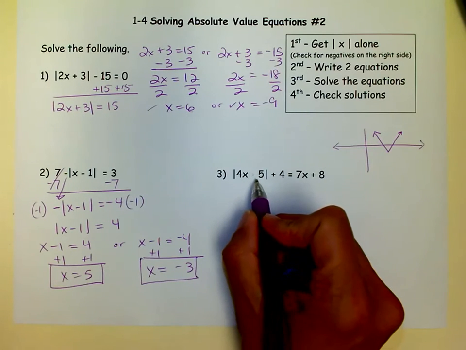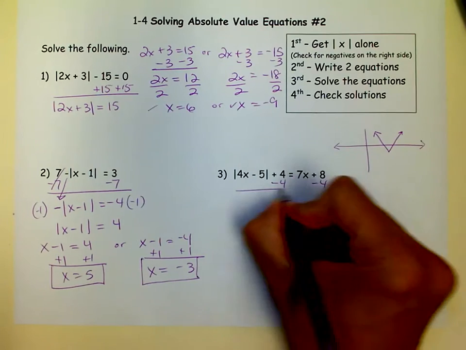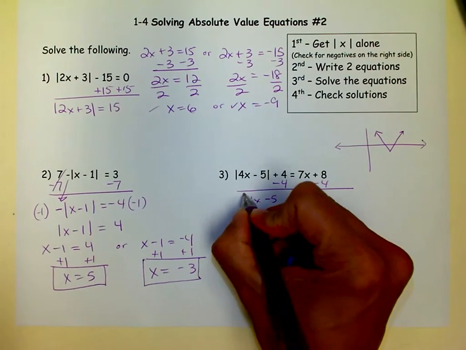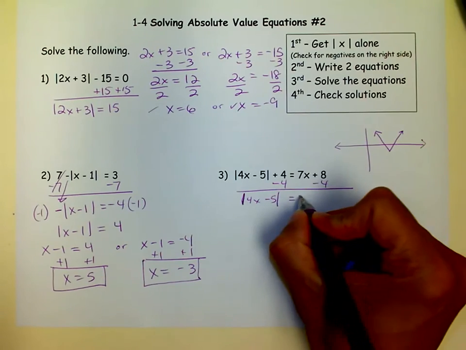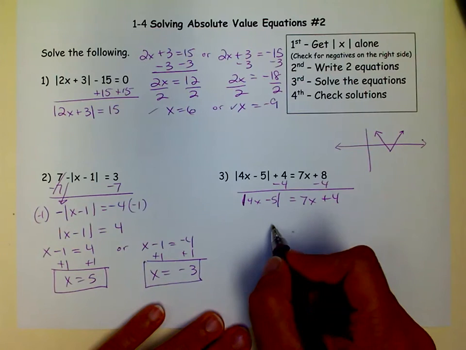So we have to get our absolute value alone. We still solve it the same way. So we minus 4 from both sides. We get the absolute value of 4x minus 5 equals 7x plus 4. So when it's alone, we're ready to make our two equations.